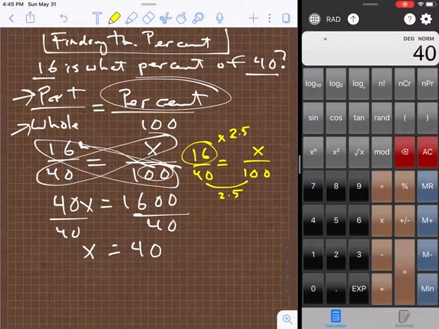So to do that, you would just go, well, 16 times 2 would be 32. And then half of 16, which is your 0.5, would give you 8. Then you add that up and you get 40, right?